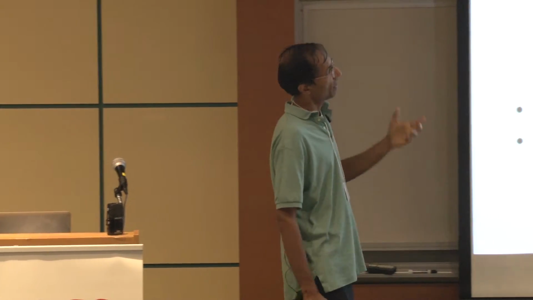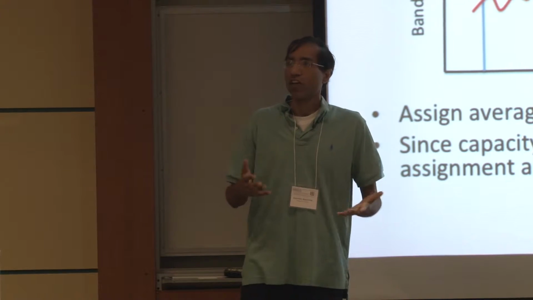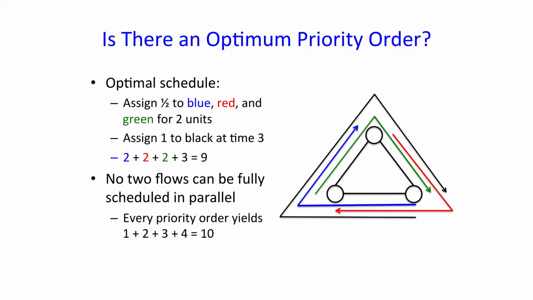The second question you might ask is, like in that example, we saw that there was a priority order in which we could do coflows. So does it make sense to give a priority order to flows? Okay, so let's take: is there an optimum priority order? Okay, it might be difficult to find, but is there one? So let's take another example which will show that, at least in a strict sense, that may not be true.